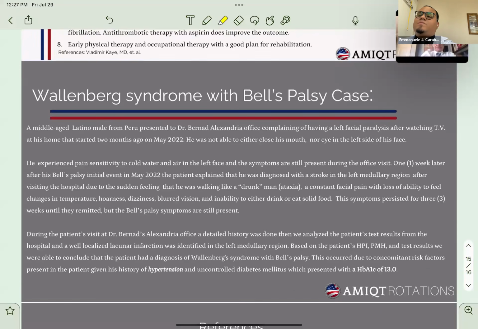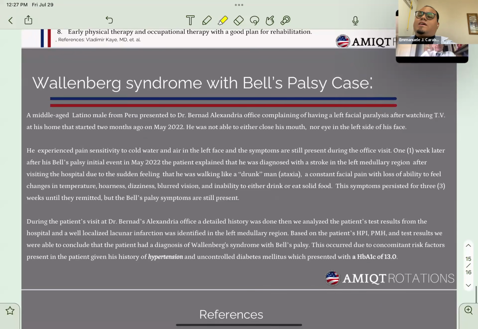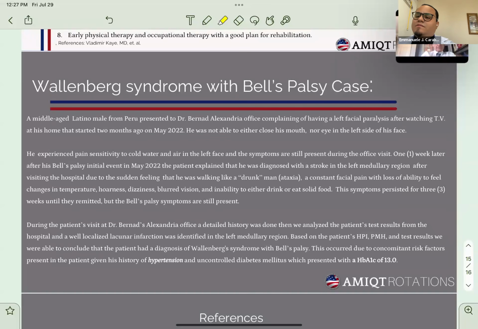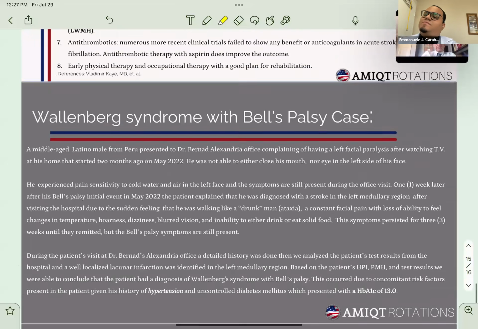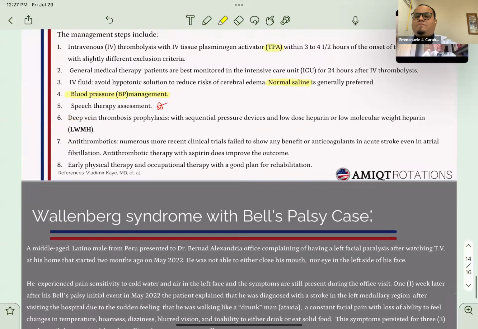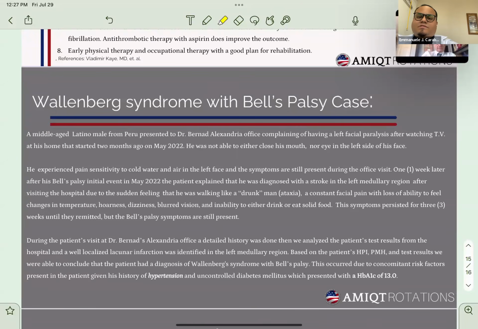So now I will explain to you the case of the patient. I'm gonna read it out. Okay, this happened approximately 2 weeks ago here in the Alexandria office, and it was a patient that was very stressed about it. He was very, very worried about his health. Okay, so I'm gonna start.